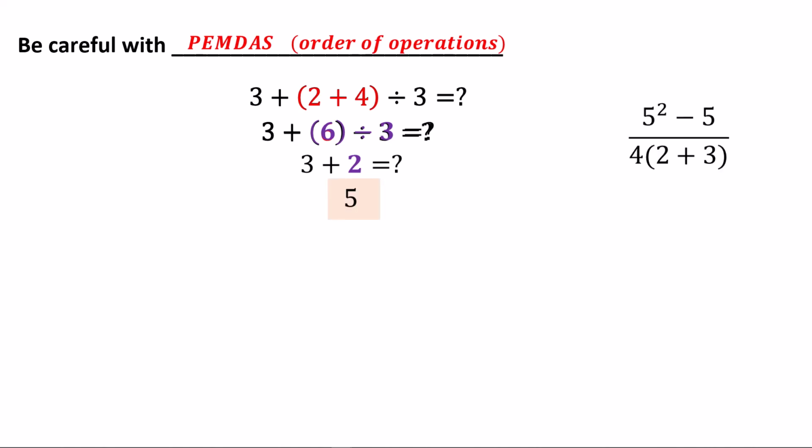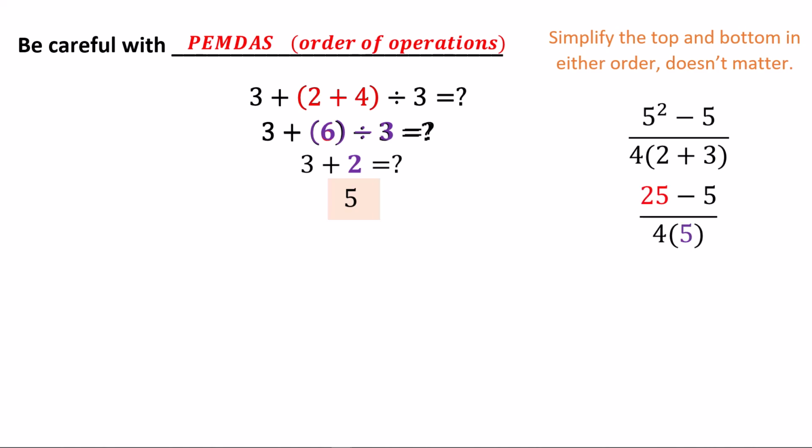Over here we have 5 squared minus 5 over 4 times 2 plus 3. Now there's a big long division bar, and we have an expression on the top and one on the bottom. You simplify the top and the bottom in either order. It doesn't matter which one you do first. So 5 squared minus 5 becomes 25 minus 5. 4 times 2 plus 3 becomes 4 times 5. 25 minus 5 is 20. 4 times 5 is 20. 20 divided by 20 is 1.